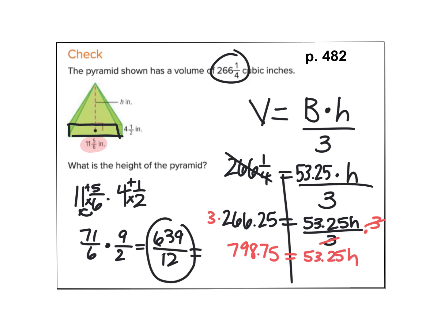53.25h. So you want to get the h by itself, so I'm going to divide by 53.25 and divide by 53.25. So I'm going to type that in. I end up with the height is a real nice number, is 15. So the height of this pyramid is 15 inches.